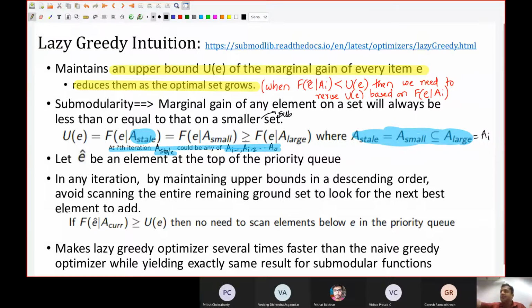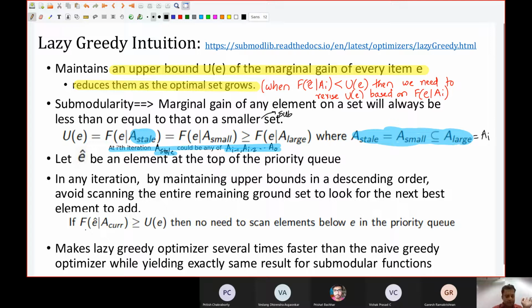As I keep adding elements, I don't expect the conditional gain to increase. That's submodularity. So why can't I use a previous f of E given A stale as my upper bound? That's the basic idea. Very intuitive. So the rest is exactly what we discussed on the previous slide. E hat is the element at the top of the priority queue. In any iteration, by maintaining upper bounds in descending order, we avoid scanning the entire remaining ground set to look for the next best element to add.